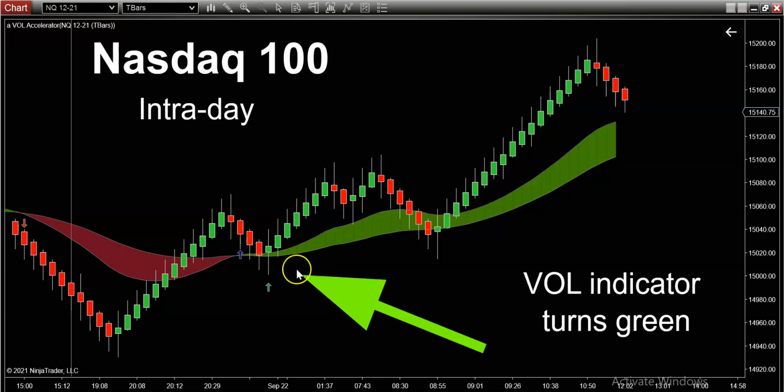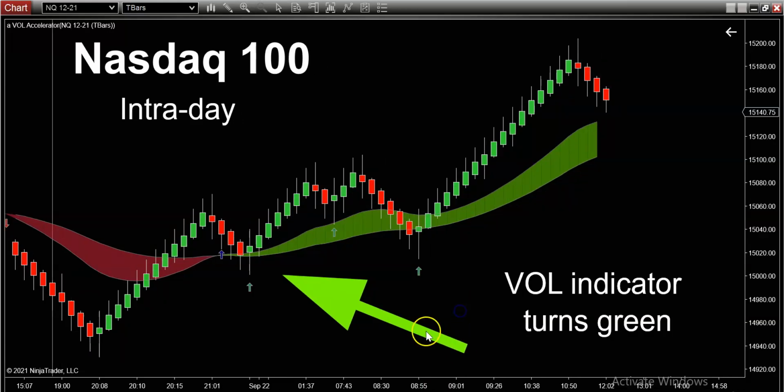So, you could have had many opportunities, right? I guess technically if you felt like you missed the first setup here, you could have gone long a second time on the second green bar. You could have gone long a third time on the third green bar. You really have to use your own discretion, but all I can tell you is the volume works. The volume gets the direction right.